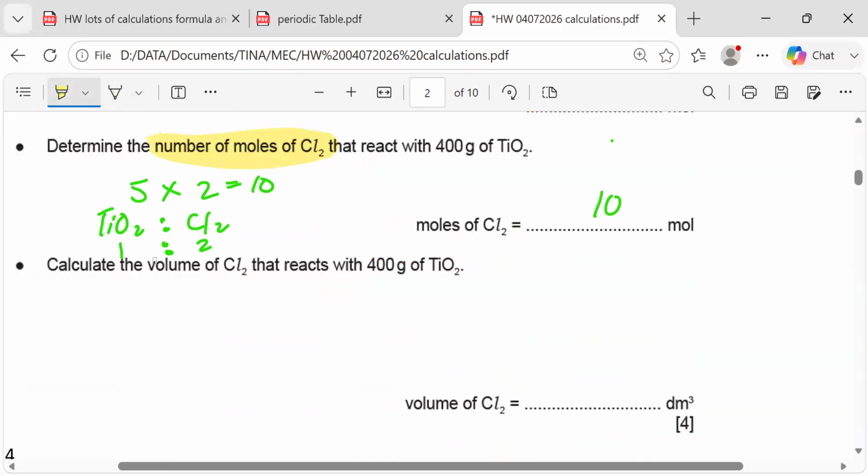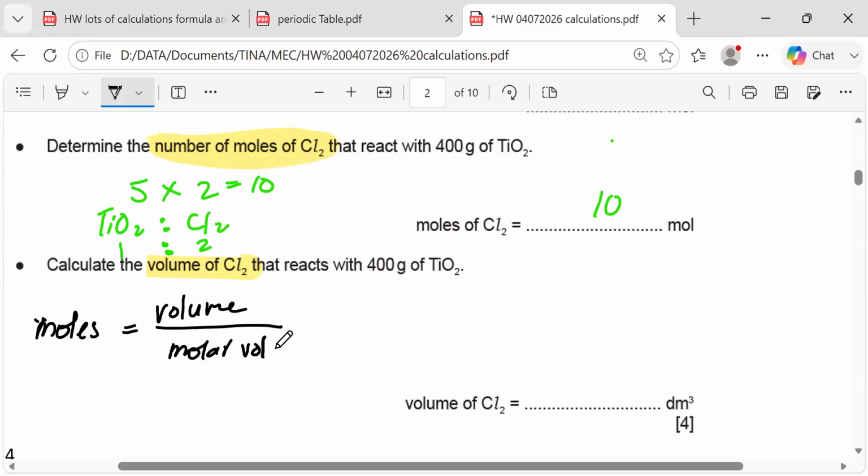Okay, last question. Volume. Which formula do I use? The second one. Why the second one? Because the second one is volume. So the amount of moles is volume over molar volume. 10 equals volume, what you're looking for, over molar volume.